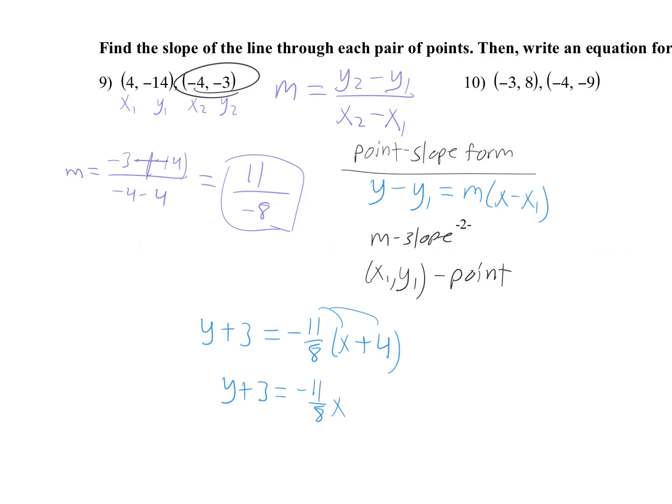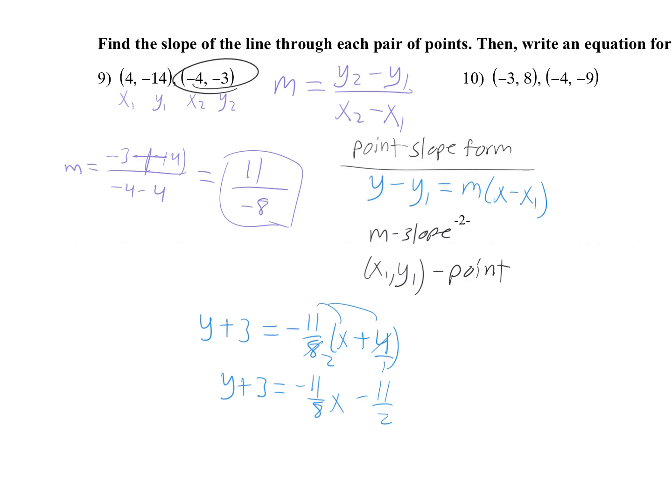And then -11/8 times 4, you can cancel out the 4 with the 8. Right? 4 goes into 8 2 times. So we have a 2 on the bottom. So minus 11/2. If you're not comfortable with that, just write it over 1 and then multiply straight across. You get 11 times 4 over 8. And then you simplify it.